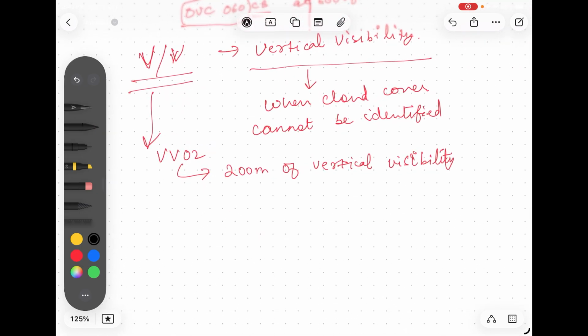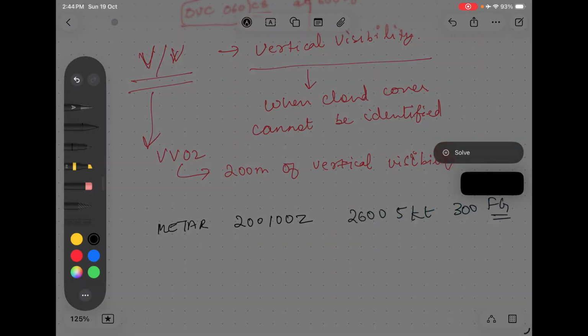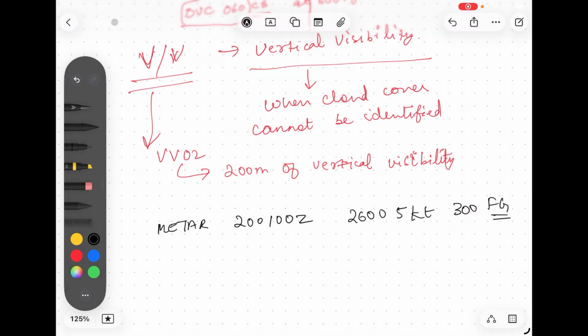Okay, a new METAR. So it's METAR 200100 Zulu, 26005 knots, 300. FG is the code of the weather group, which we will talk about. Then overcast and vertical visibility of 02, or it could also be written as VV. This is how it would be written, VV.